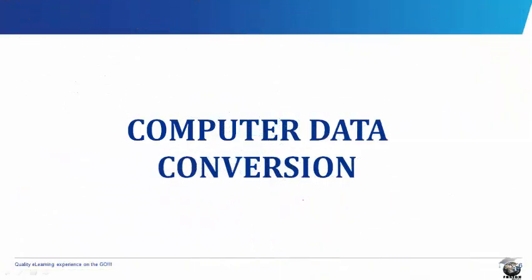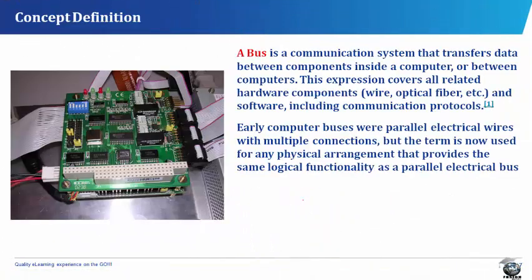Computer data conversion. A bus is a communication system that transfers data between components inside a computer or between computers. This expression covers all related hardware components. Just like a bus takes you from your house to the town or from your house to a friend's house, this is just the same way a bus in a computer takes information and data from one point to another.